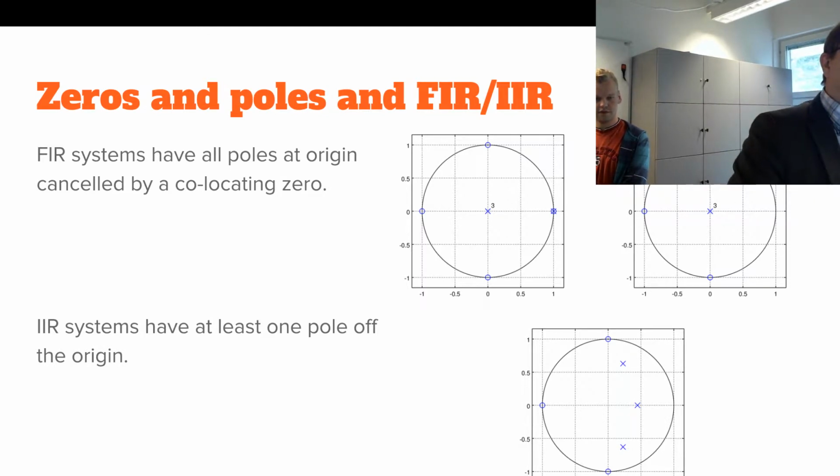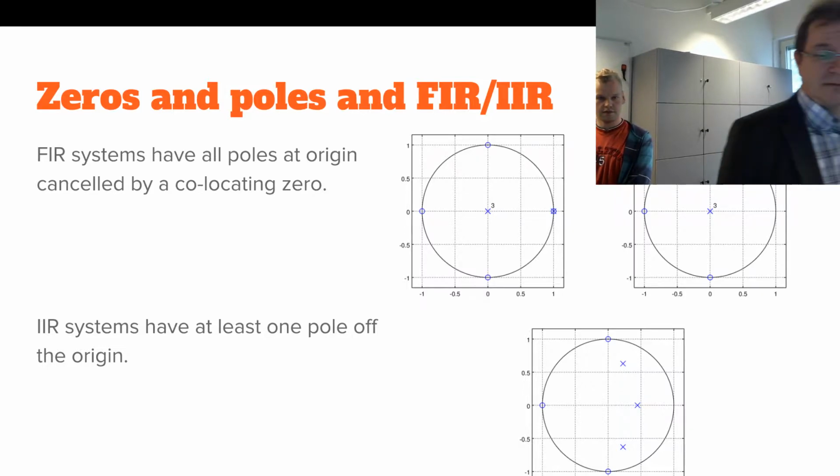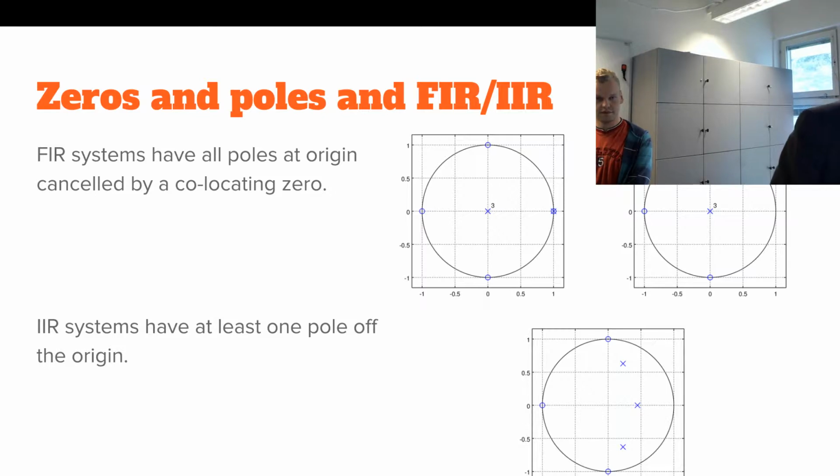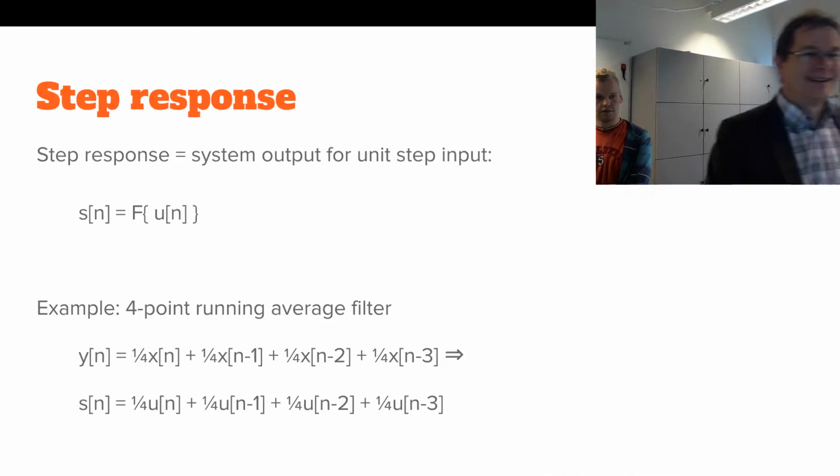All right, and the lower graph is just an example that if you take these poles out of the origin, then it actually becomes an IIR system, since it has, well, infinite impulse response. Duh. Okay.